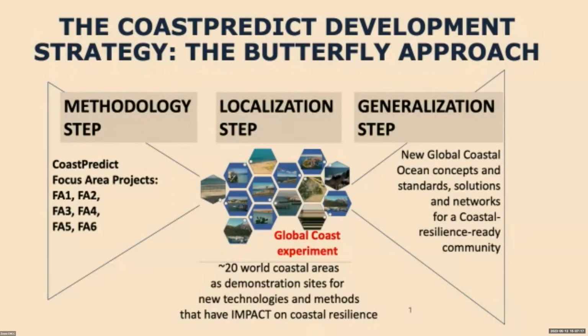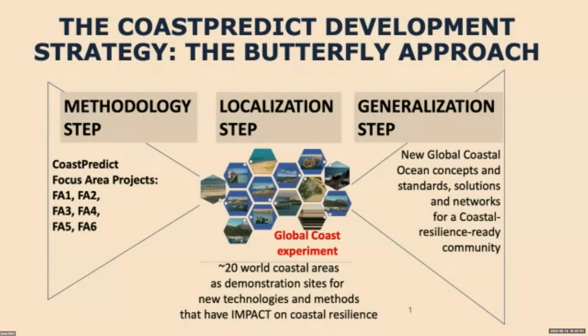And so we have done the methodology step. This is my butterfly, I call it the butterfly methodology approach. I should thank all the people. We have the focus area projects that have condensed the questions and put them in a good way that can be tackled from a scientific and technological point of view.